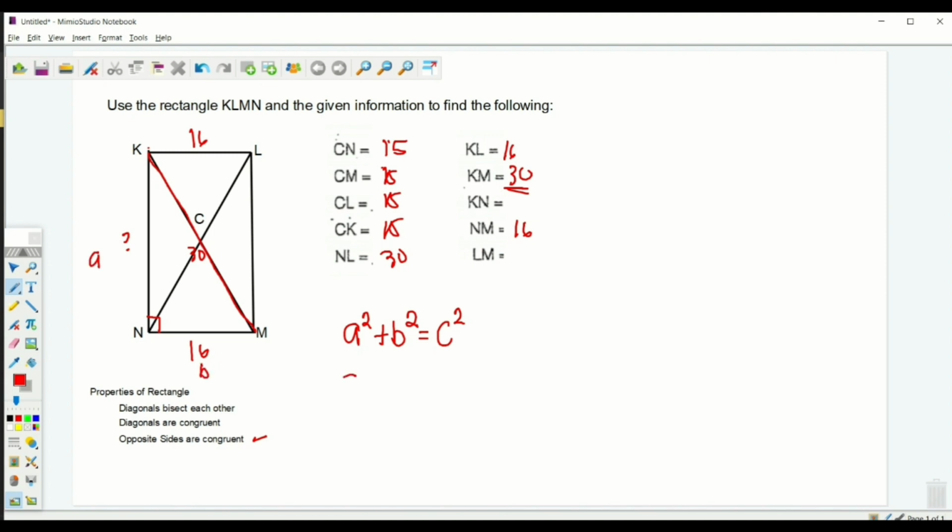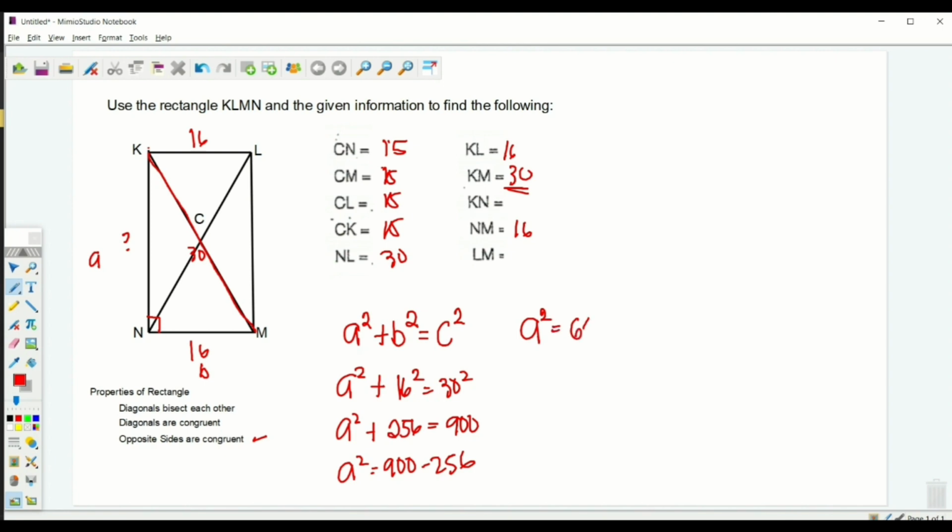So by substitution, we have A squared plus B, which is 16 squared, is equal to 30 squared. Okay, so we have A squared plus 16 squared, that's 256, is equal to 900. Then, isubtract natin siya. So, A squared is equal to 900 minus 256. And the answer is, that's A squared is equal to 644.